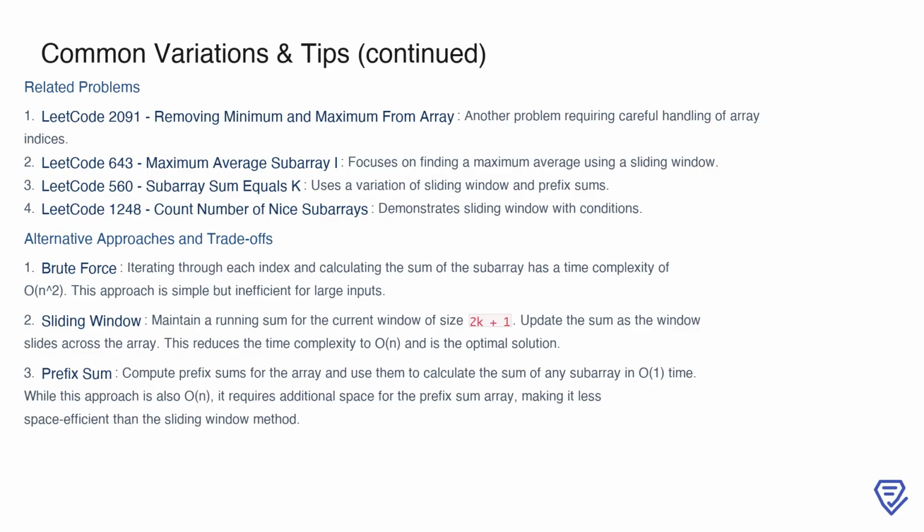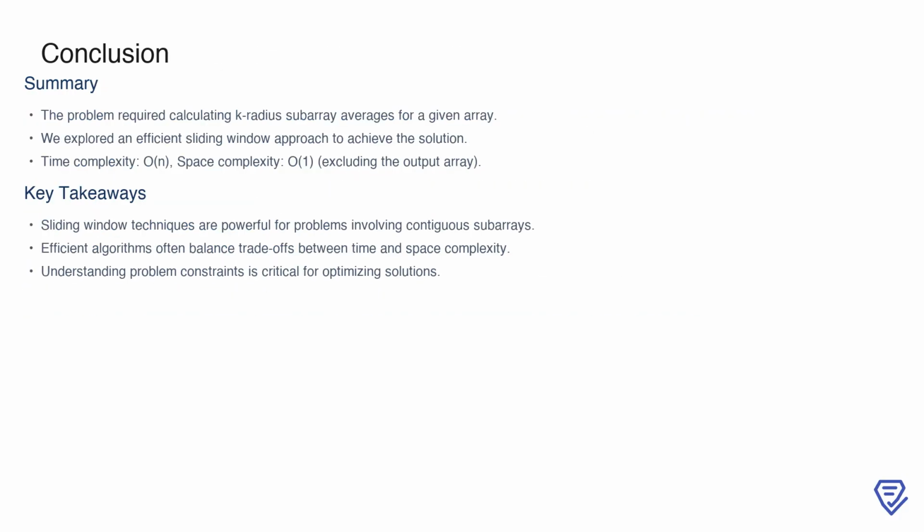Another viable option is the prefix sum technique, where you pre-compute cumulative sums for the array and use them to find any subarray sum in O(1) time. However, prefix sums require additional space for the cumulative array, which makes them less space efficient compared to the sliding window method. Each approach has its trade-offs, and understanding these nuances can help you decide which method to use depending on the problem constraints.